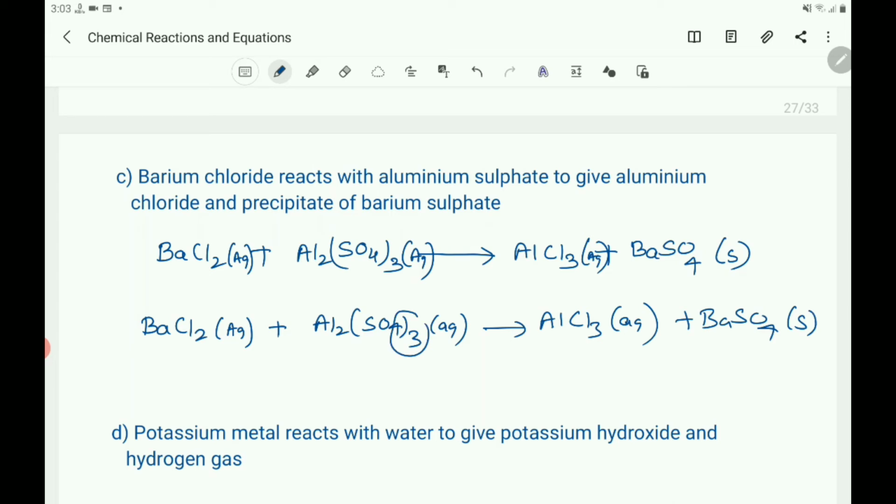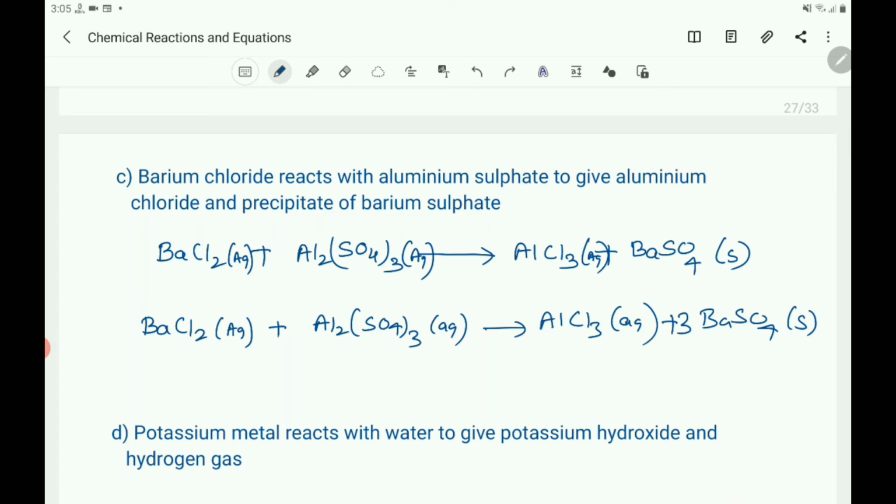Now 4 3s are 12, already done here. So you write 3 4s are 12, you got. Oxygen atoms are balanced. Next, S3 3s, sulfur is also balanced. And Al2 is there. Here Al is there.